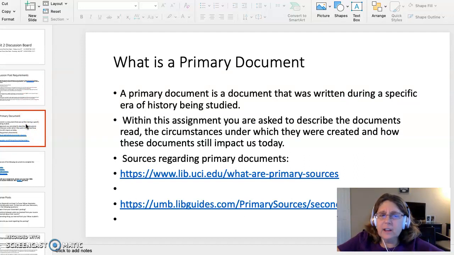You're thinking, okay, I have to analyze a primary document, but what in the world is a primary document? A primary document is a document that was written in the era of history that you were studying. For example, the Declaration of Independence, since we're right around Independence Day, is a document from the Revolutionary War. It's a primary document for the American Revolution. Dr. King's letter from a Birmingham, Alabama jail is a primary document from the Civil Rights Movement, to give you an example. A primary document is a document that was written during a specific era of history being studied. You are asked to analyze a primary document in this assignment and in the Unit 4 discussion board.